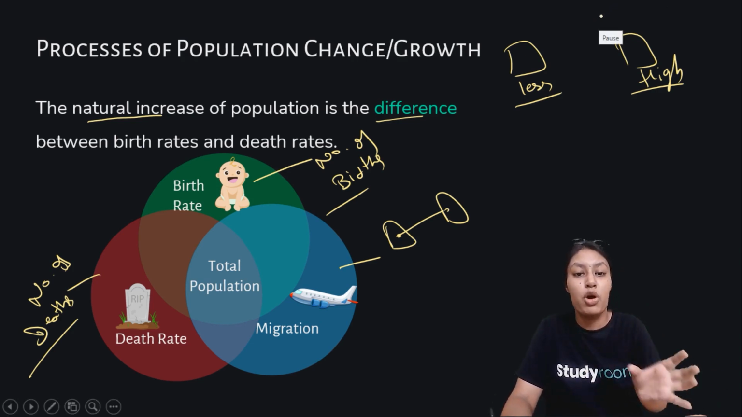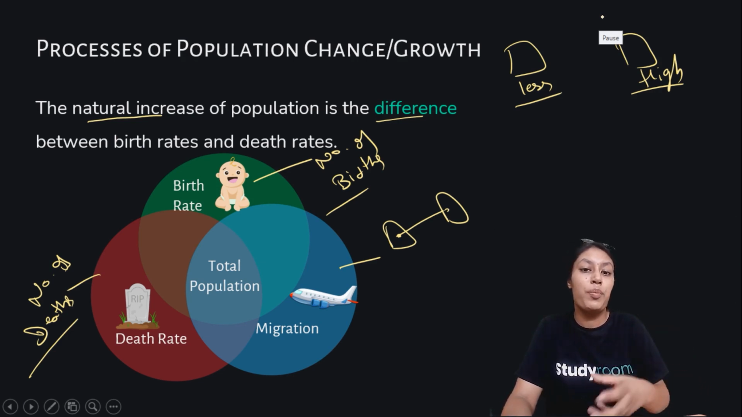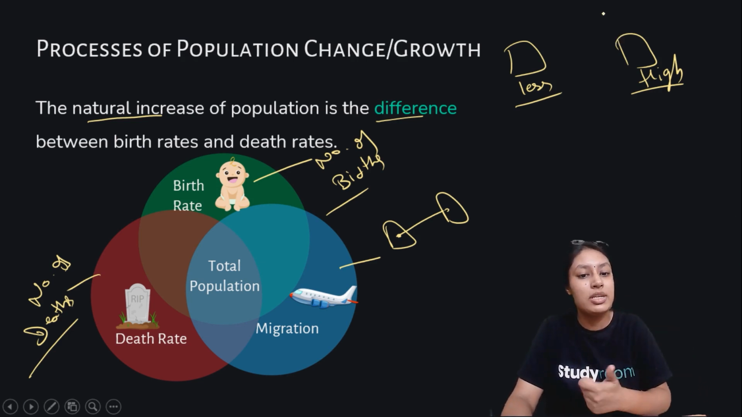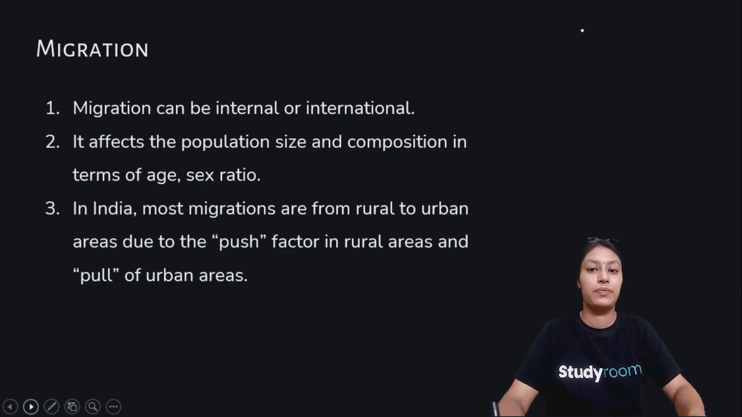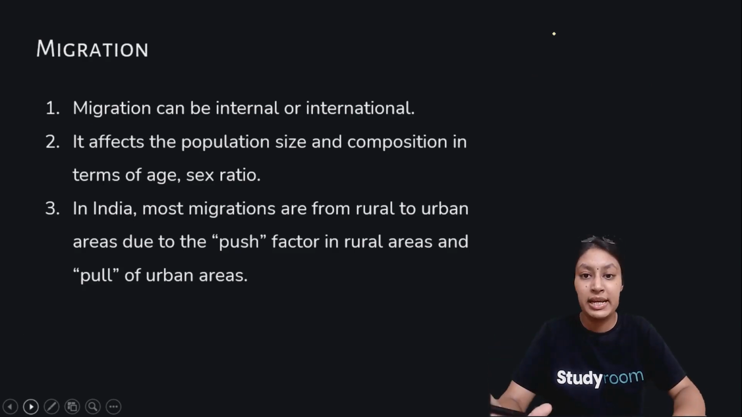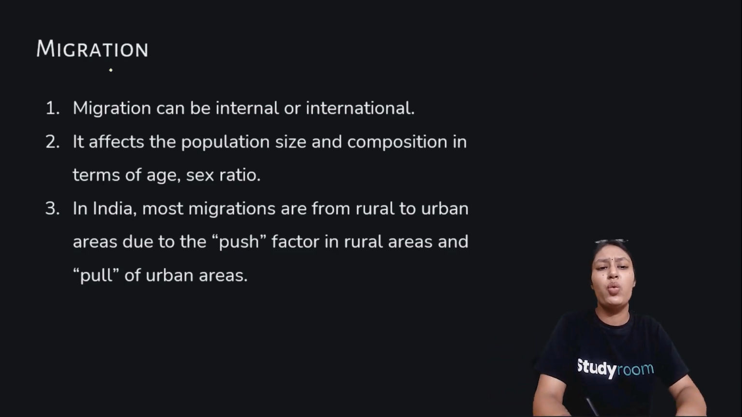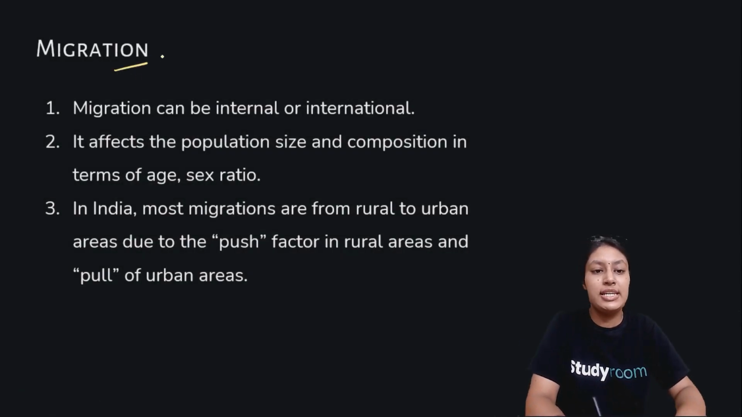This is a natural process in the increase of population. If the population is increasing, it might be birth rate, it might be migration as well. Now we will understand in detail what is migration. Simply, if we have to understand migration, it is one person moving from one place to another for any reason.